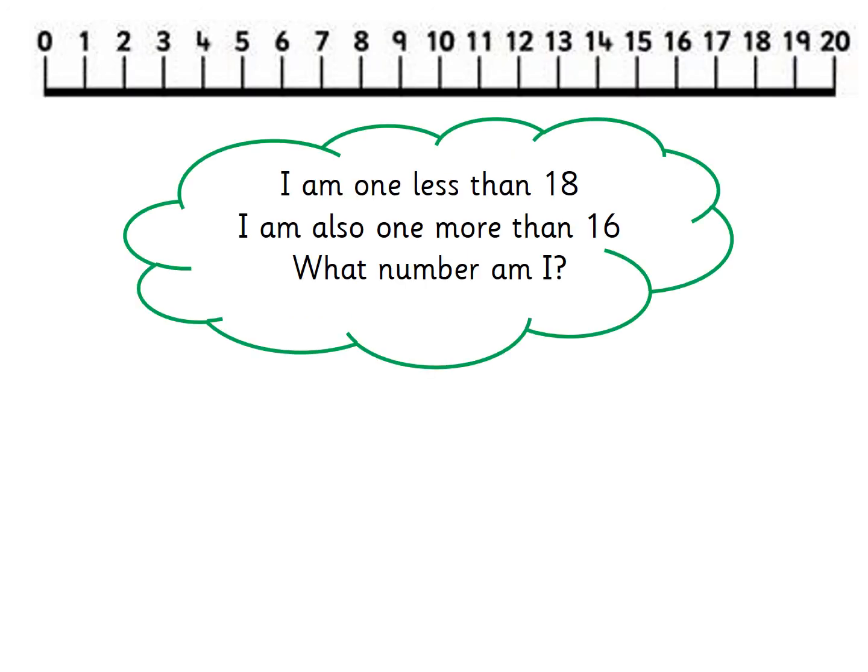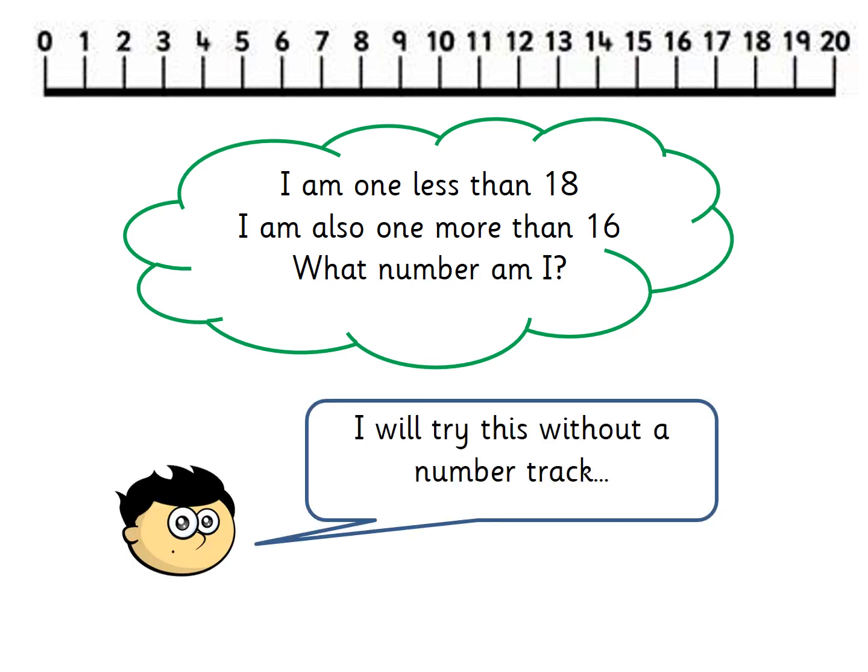Right, I want you to use this number track on the top, number 0 all the way to 20. And this boy says, I am one less than 18. So find 18. He's one less than 18, but also one more than 16. What number is it? So he says, I will try and work this out without a number track, but I think that's quite tricky. So I've given you a number track. So find 18, it's one less than 18, but then if you find 16, it's one more than 16. So what is that number?